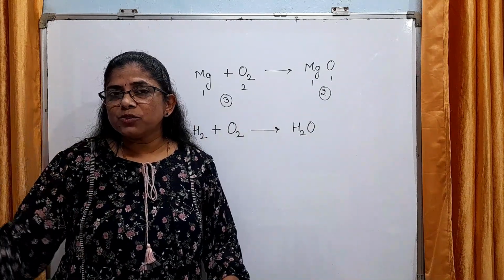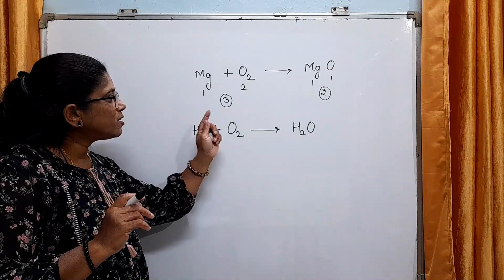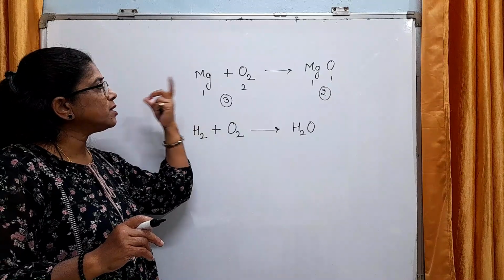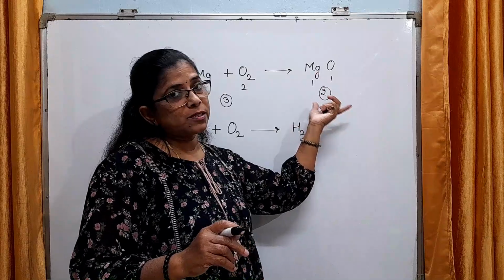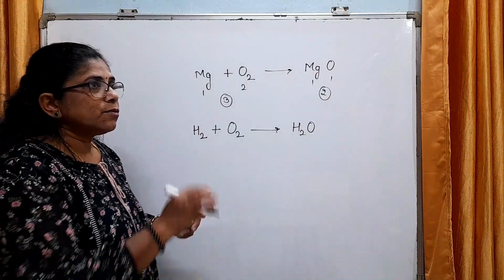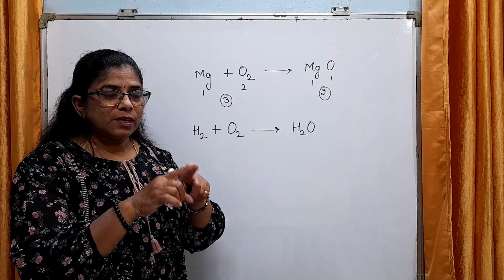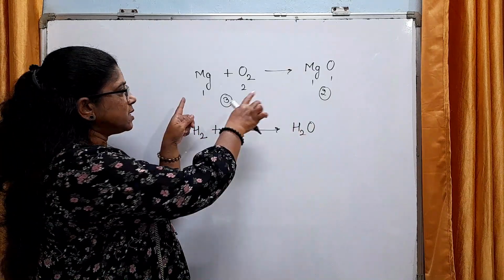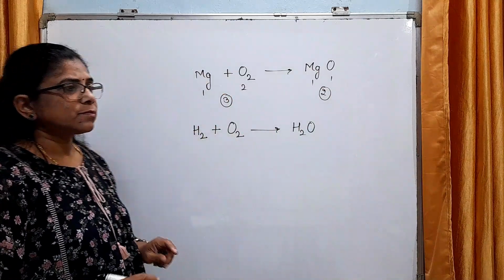What does our law of conservation of mass say? That mass can neither be created nor be destroyed. So even in any chemical reaction, whatever mass of the substance enters the reaction should be equal to the mass of the substance formed after the reaction. Means the total number of atoms entering the reaction should be equal to the total number of atoms formed after the reaction. Means atoms of the reactants should be equal to the atoms of the products.